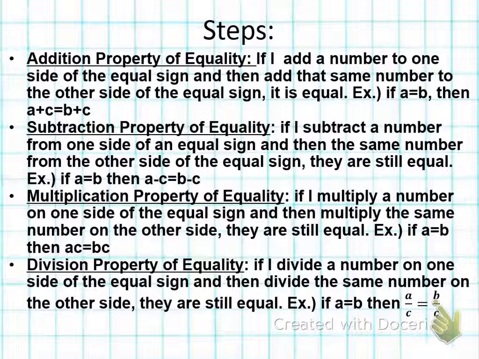So properties of equality, these all have to do with thinking of a seesaw. There are 4 operations in math: add, subtract, multiply, and divide. Whatever you do to one side of the equation affects the other side of the equation equally, okay?